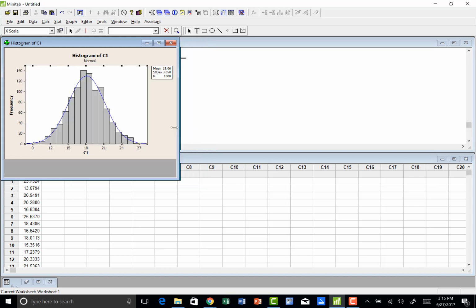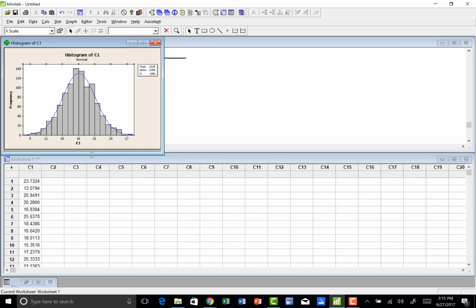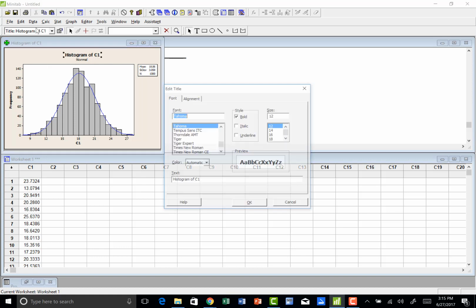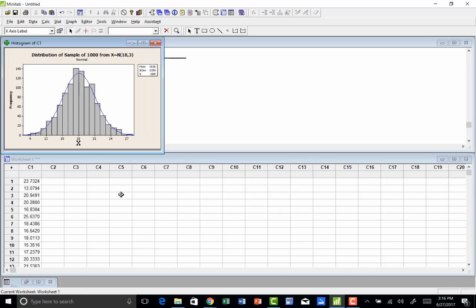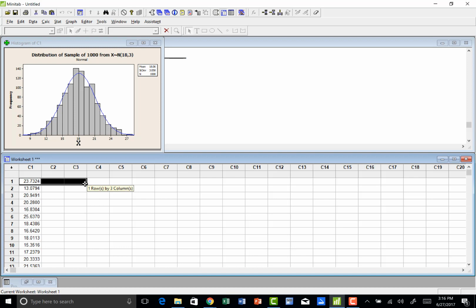Now I'm going to look at the sampling distribution of the sample mean for samples of size 10 from this normal distribution with a mean of 18 and a standard deviation of 3. So I'm going to change the title to represent what this histogram is. Now I'm going to create that sampling distribution. The way I'm going to do this is generate random data from this normal distribution in 10 columns, so that each row will have 10 random variables from the normal distribution with a mean of 18 and a standard deviation of 3. So this is how I would do that.